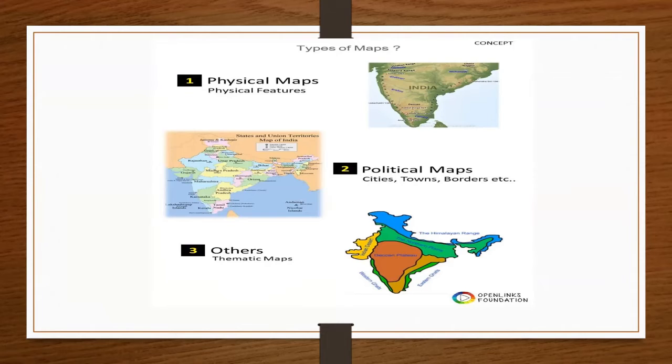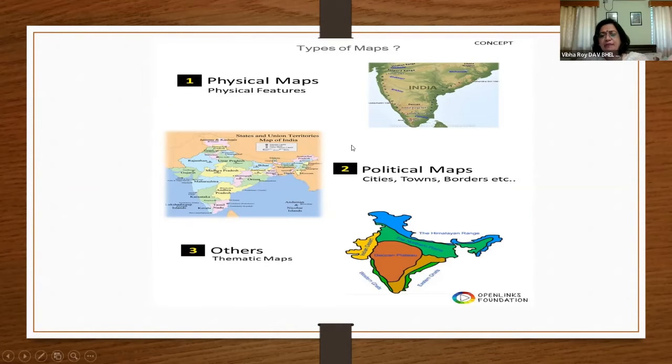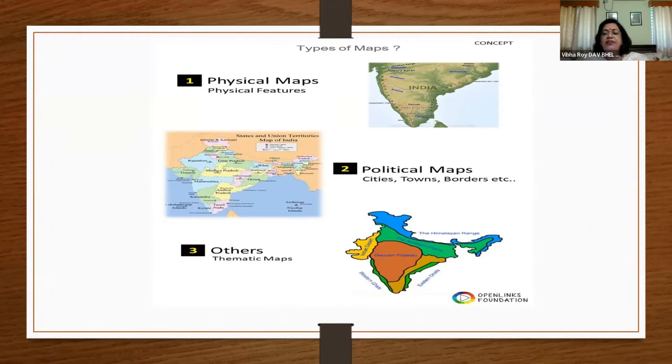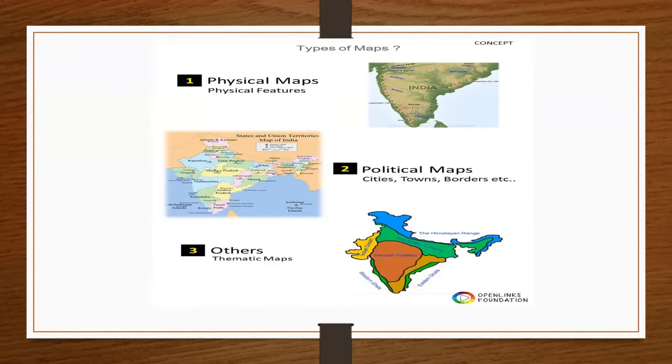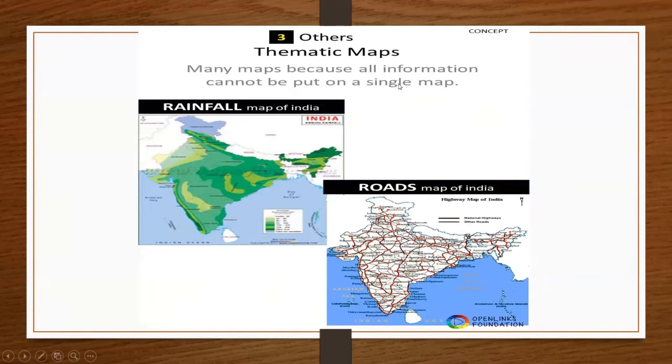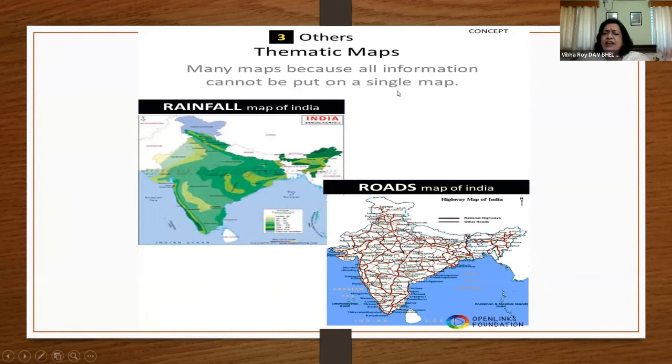Then we have thematic maps. What are thematic maps? These are based on certain specific themes, right? You can have a railway map. They are more detailed. Railway map, vegetation map, right? Then here what we are showing is the relief map of India. These are thematic maps, so they have different types of information. Because all information cannot be put in one map, you can't put everything in one map, we have different maps based on different themes.